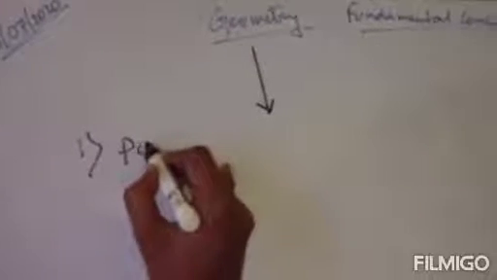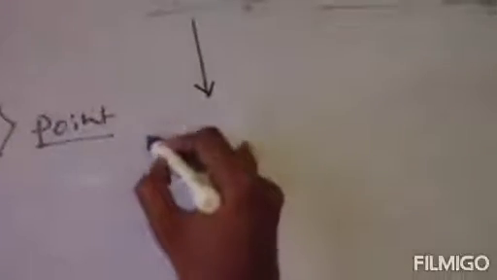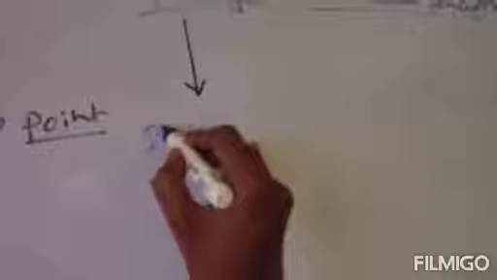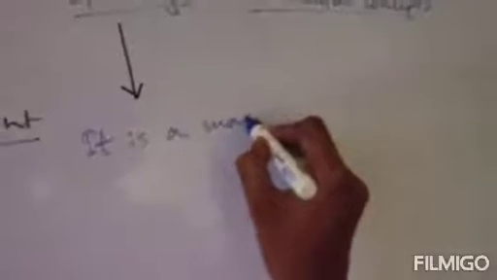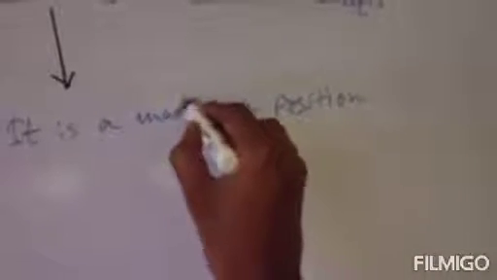So the first figure that comes under this geometry section is point. Number one is point. Now what is a point? A point is basically a position. It is actually making a mark on your paper. That is simply a position, or we can say clearly it is a mark of position.